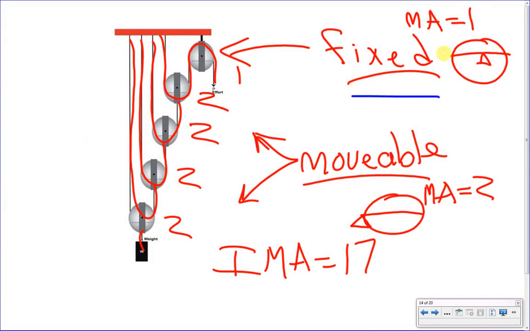Fixed pulley has a mechanical advantage of 1. Think of that fixed pulley. I drew a lever right here. Commonly we have one person on this side of the seesaw, one person on this side. That would be a mechanical advantage of 1. You can kind of think of it that way.